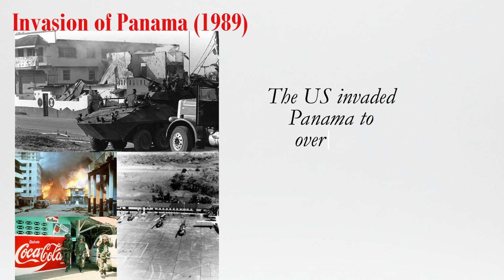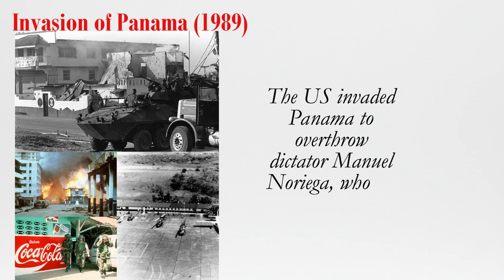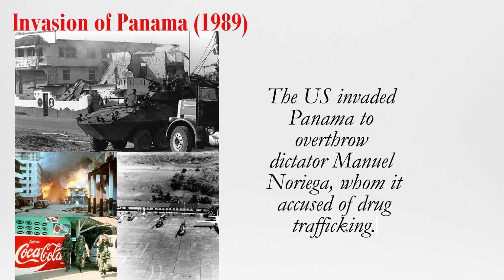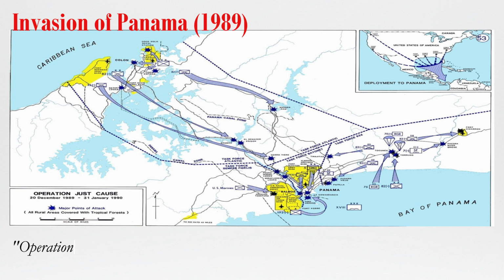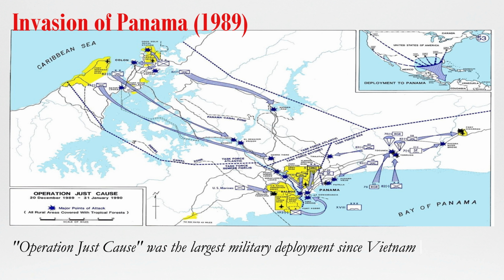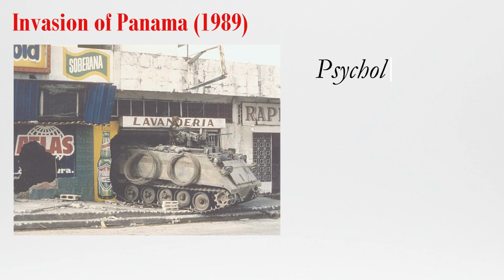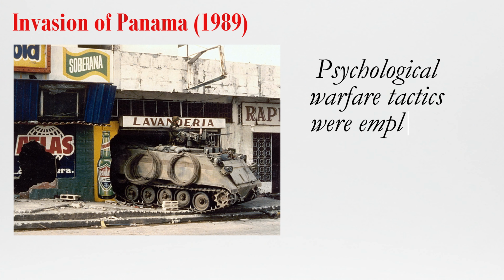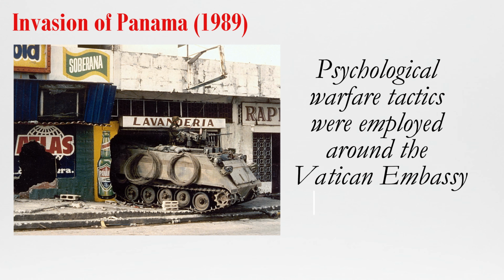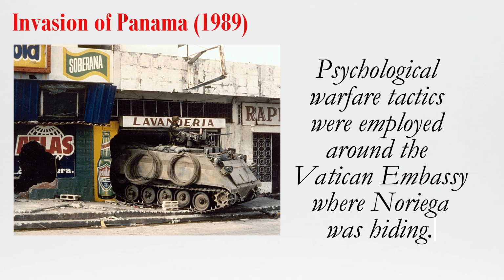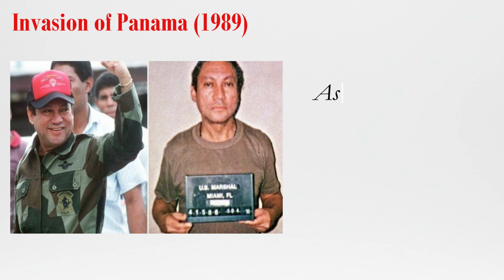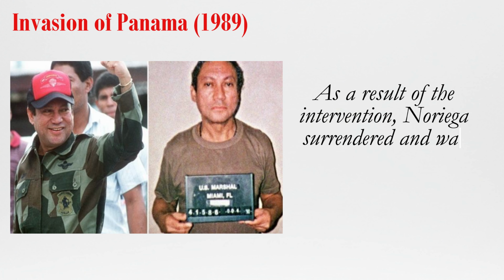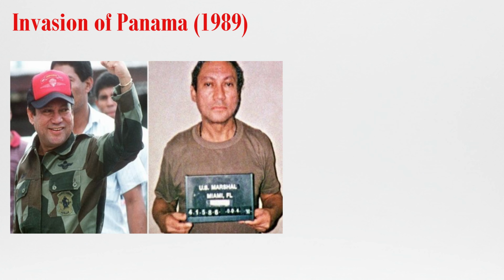The US invaded Panama to overthrow dictator Manuel Noriega, whom it accused of drug trafficking. Operation Just Cause was the largest military deployment since Vietnam at that time. Psychological warfare tactics were employed around the Vatican embassy, where Noriega was hiding. As a result of the intervention, Noriega surrendered and was taken to the US for trial.